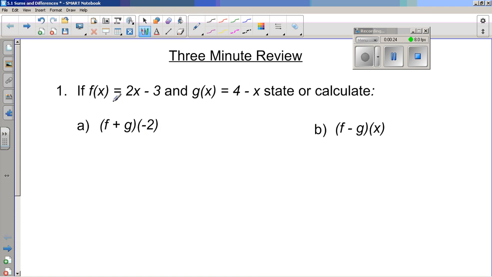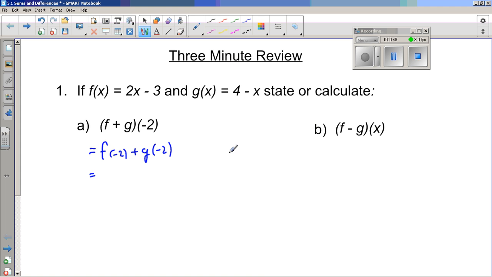Here we have a couple of functions. These are just linear functions, lines, and we want to state or calculate the sum function. We'll remind you of what this means specifically in a second, but if you remember, f plus g at minus 2 is exactly what you would think it would be. It's the individual two functions at that point added.